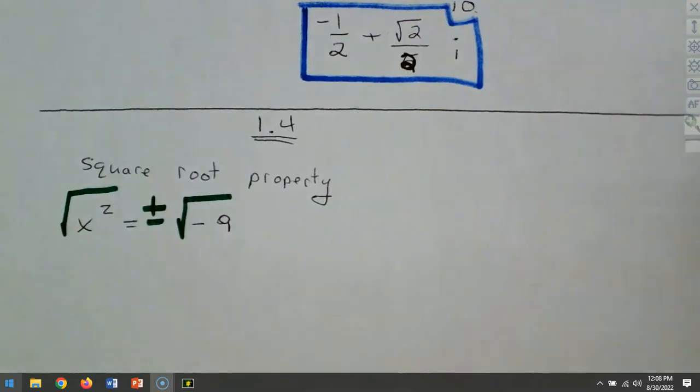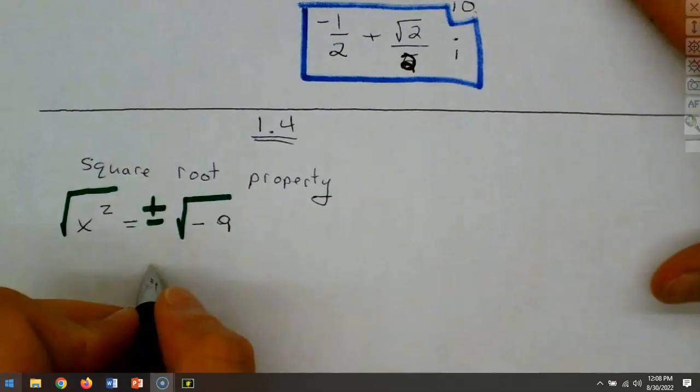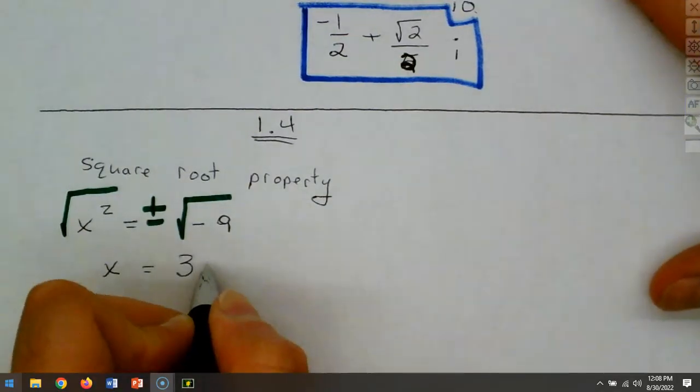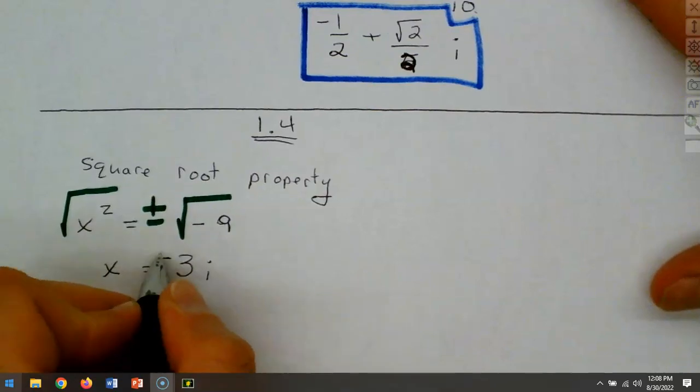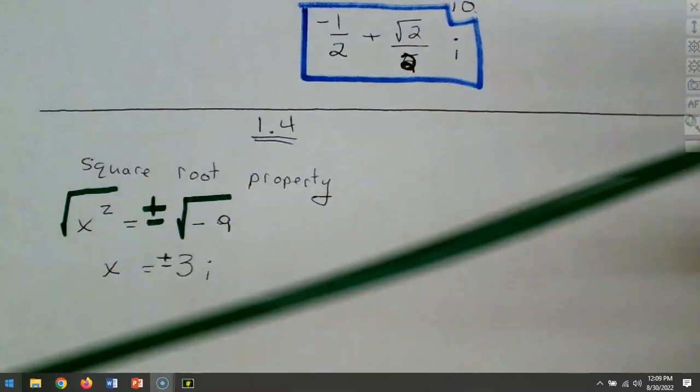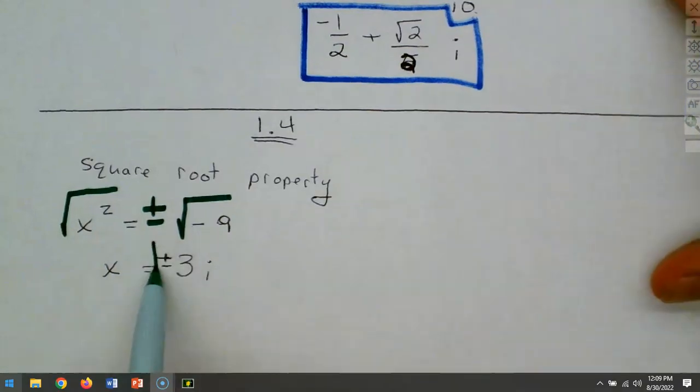Now we just talked about the square root of a negative 9. Well, the square root of 9 is 3. It's negative underneath, so it's going to be 3i. And do not forget the plus or minus. Yep, and that's your answer right there. It's plus or minus 3i.